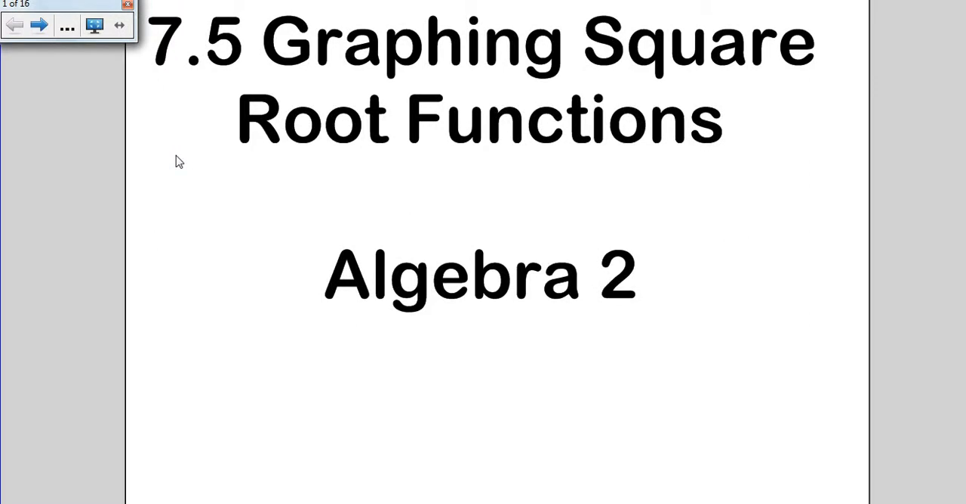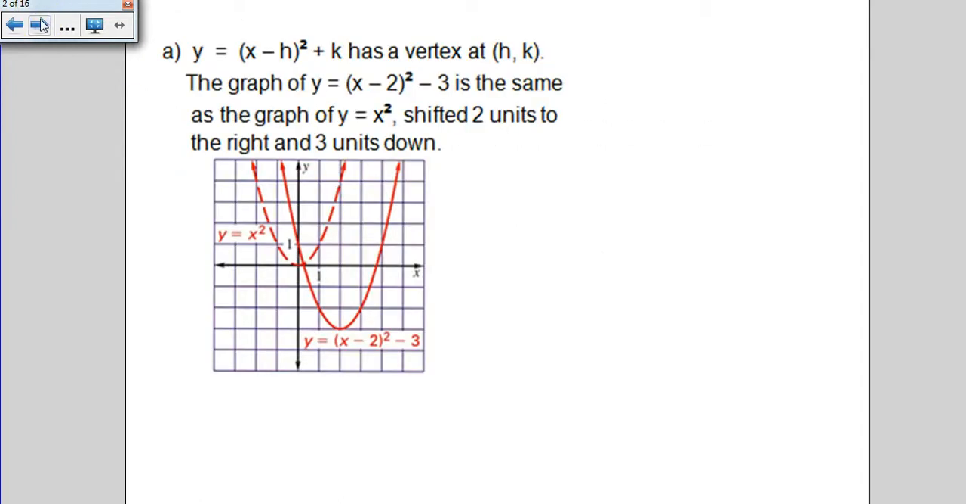Okay, the lesson on 7.5 is going to break into two parts. The first part is graphing square root functions, and then later on we're going to graph cube root functions. But a lot of it's going to be really similar. So first, I want you to think about graphs that have been shifted.